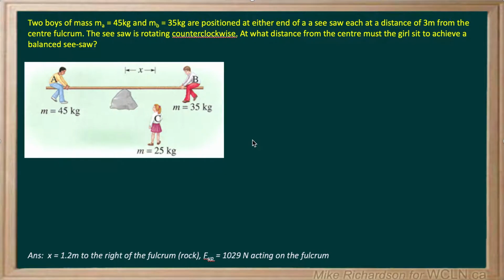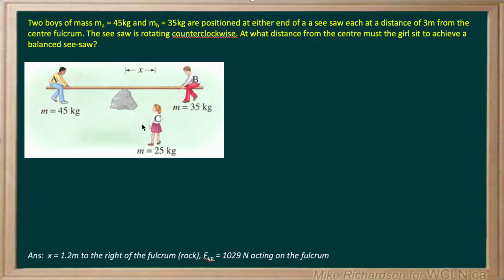So here we've got a seesaw where we've got a boy of mass 45 kilograms on one end, and on the other end, 3 meters away from the center, is another boy of mass 35 kilograms. Now clearly this is an unbalanced situation if the distance from that little pivot point at the middle is the same for each boy, and this thing is going to start to rotate counterclockwise.